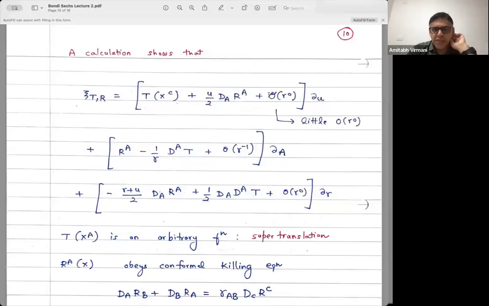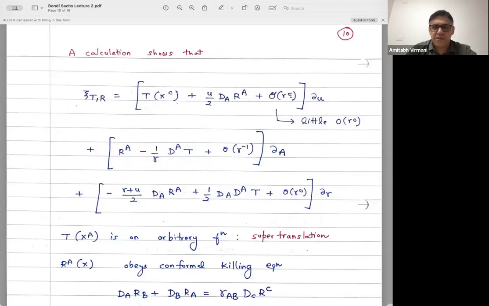Okay, and then there are corrections. Corrections are of order R to the 0. This is the little o notation which I reviewed in the previous lecture. That is to say, the corrections start with at least 1 power of R.